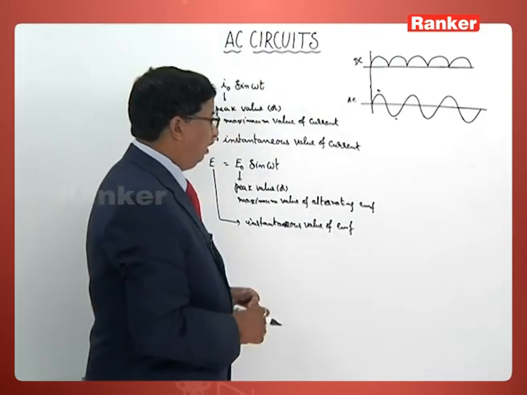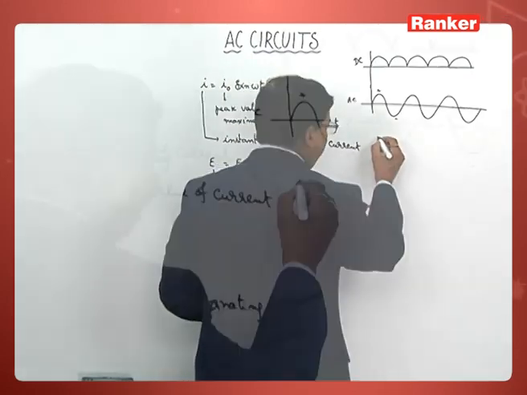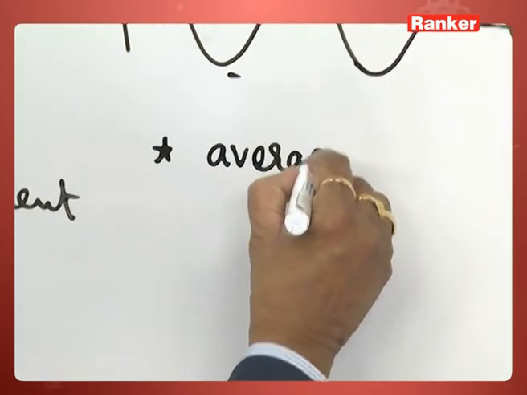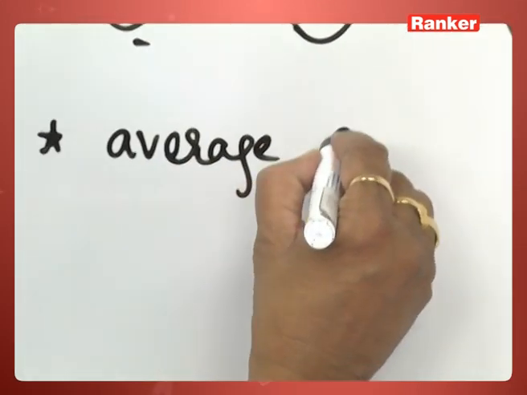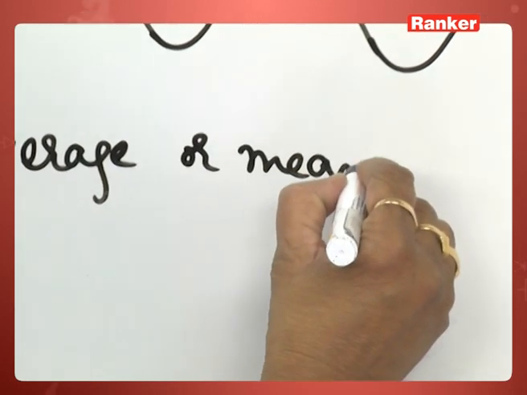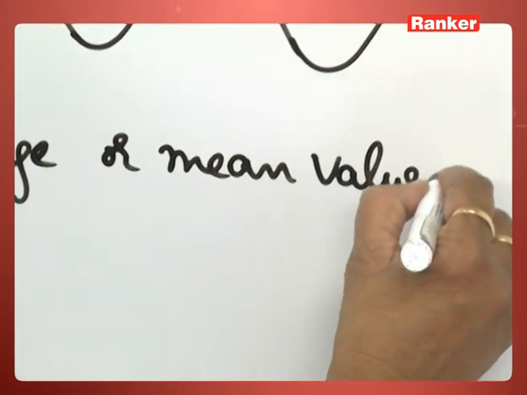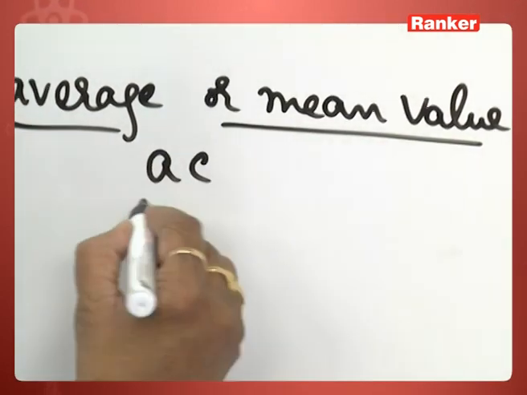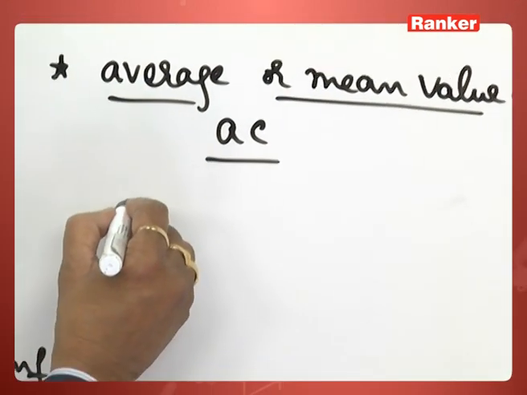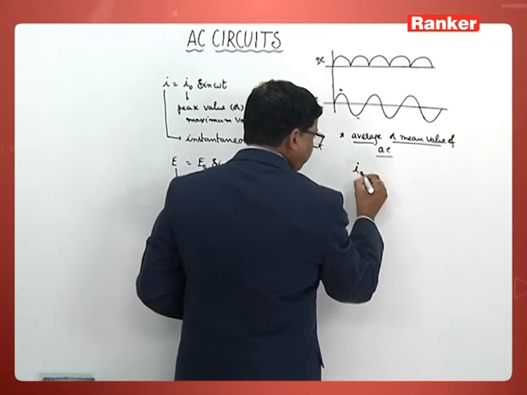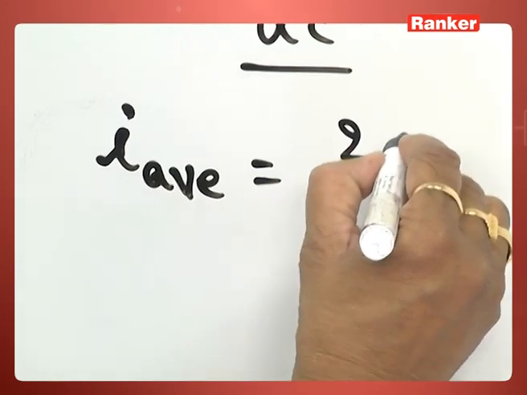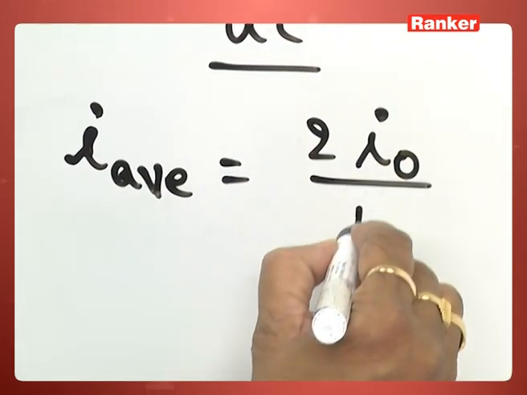So what exactly is the formula for average value of current? We can write the average or mean value of alternating current. What is this mean value? We can write: I average is equal to 2 I naught by pi.